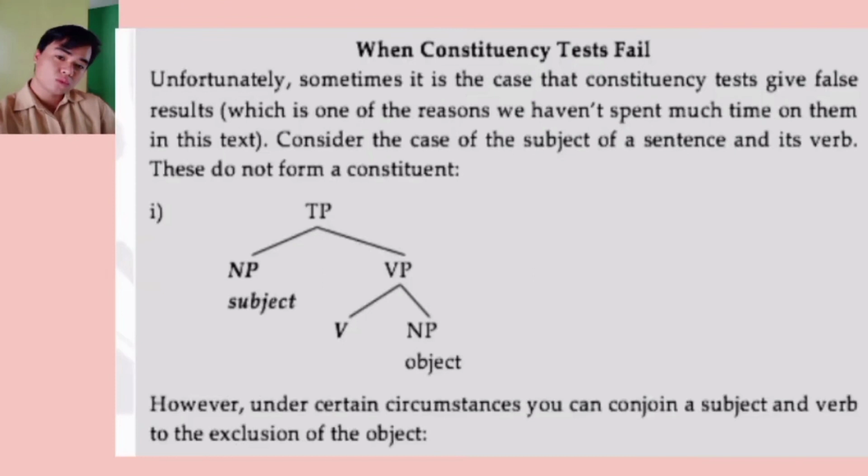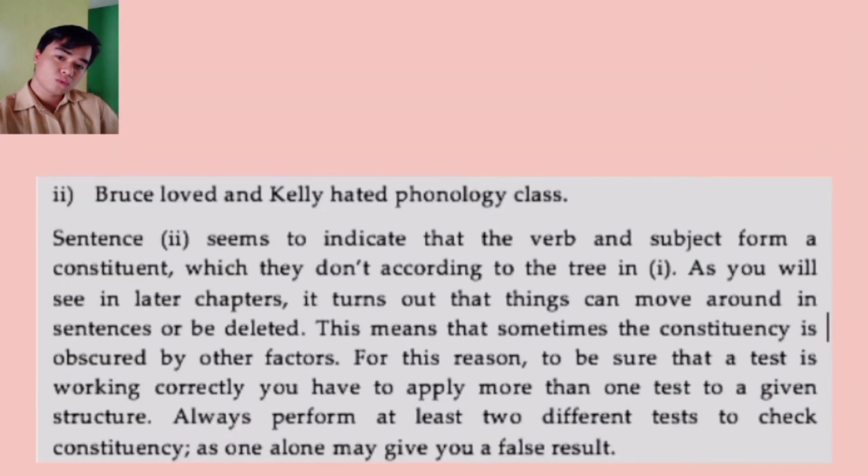When constituency tests fail, unfortunately, sometimes constituency tests give false results, which is one of the reasons we haven't spent much time on them in this text. Consider the case of the subject of a sentence and its verb. These do not form a constituent. However, under some circumstances, you can conjoin a subject and verb to the exclusion of the object. Here's the example: Bruce loved and Kelly hated phonology class. Sentence number 2 seems to indicate that the verb and subject form a constituent, which they don't according to the tree in example number 1.